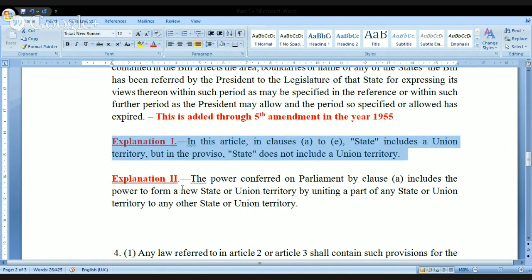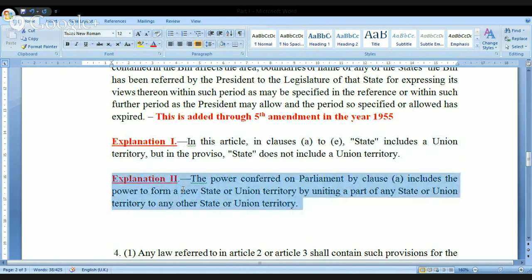Simple. Next, explanation 2. The power conferred on Parliament by Clause A includes the power to form a new state or union territory by uniting a part of any state or union territory to any other state or union territory. Meaning is simple. The Parliament is empowered to formulate not just a new state, it is also empowered to form a union territory also. Okay, hopefully I'm clear.